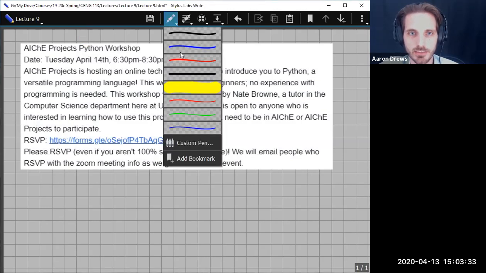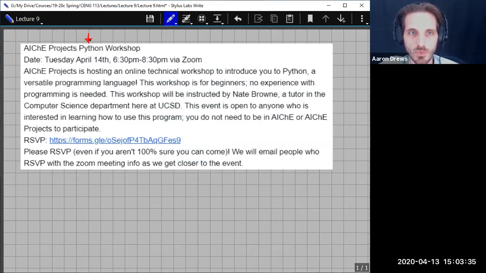I can't actually highlight on that. Let's use red instead. It's for Python. And so if you're interested in that, they're going to have their Python workshop on Tuesday, April 14th, which I just checked my calendar here on the bottom left. That is tomorrow. And it'll be tomorrow evening via Zoom.